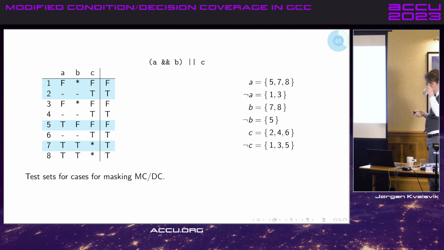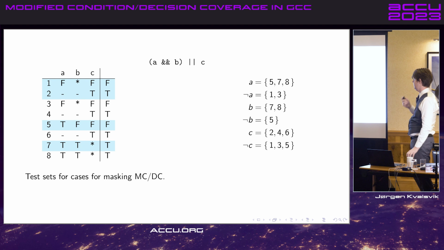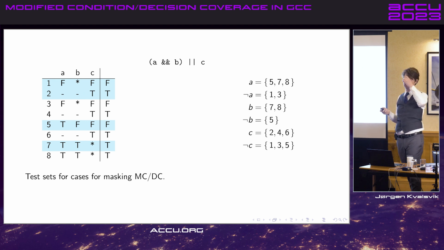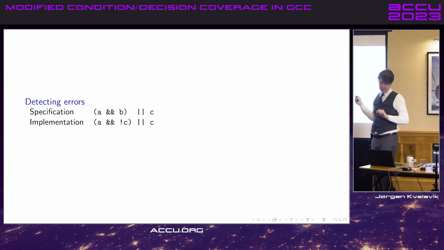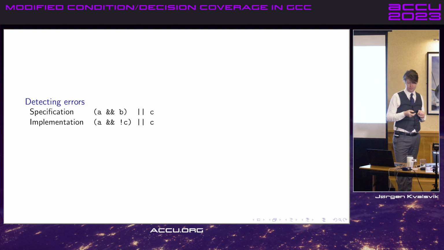Putting it together, picking an intersection of these gives you, for instance, this one. But here, picking rows 7 or 8, either would have been fine. And this is what I mean that you can have different test sets. So let's look at the error detection that you can get from that.